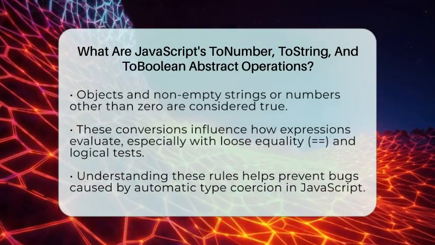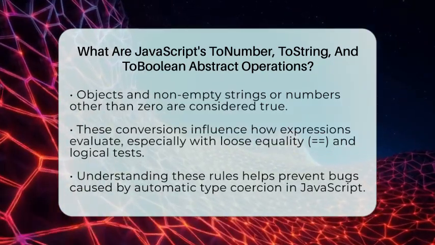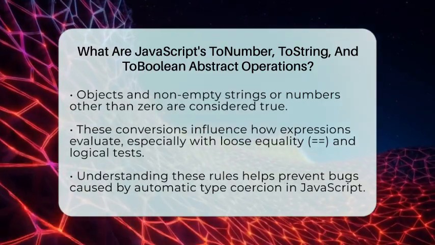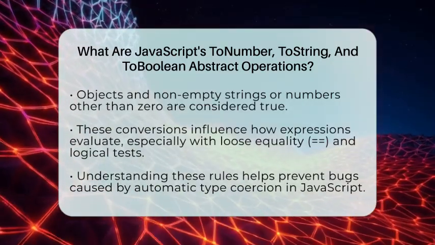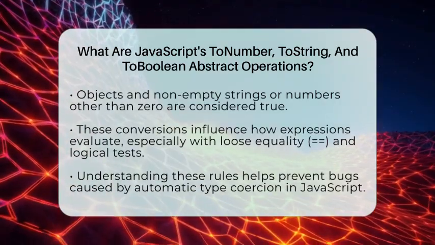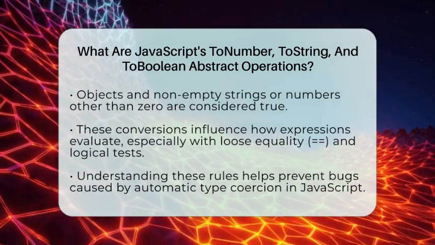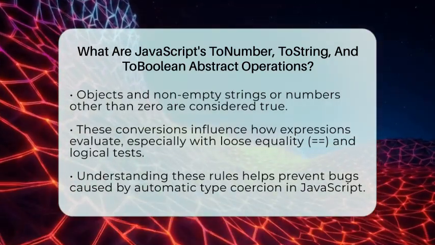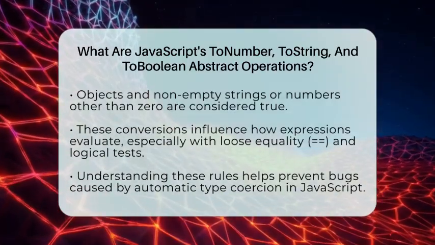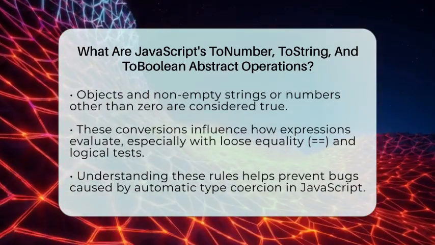When you use loose equality with ==, JavaScript often converts types using these rules. If you add a number to a string, JavaScript calls ToString on the number. In logical tests, it uses ToBoolean to determine if a value is true or false. Knowing these rules makes your code clearer and helps avoid unexpected bugs caused by automatic type coercion. Mastering these conversions gives you better control over how your code behaves and makes your JavaScript skills stronger.